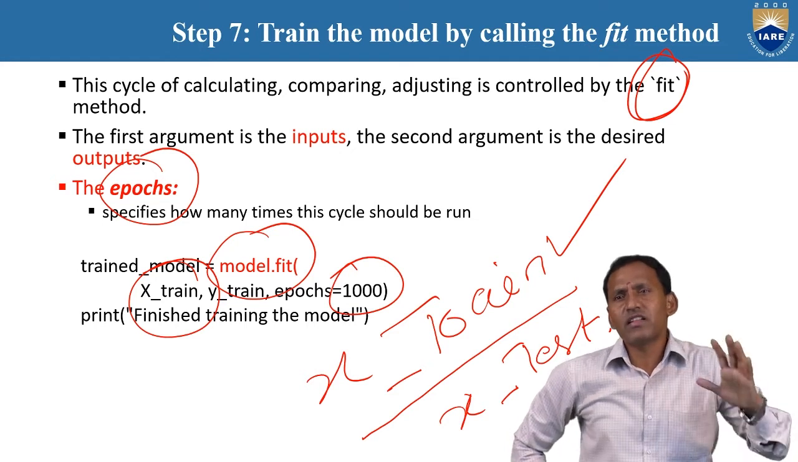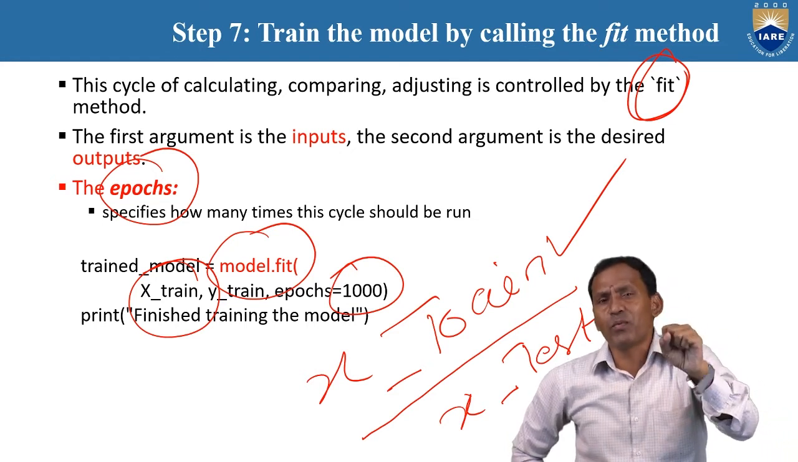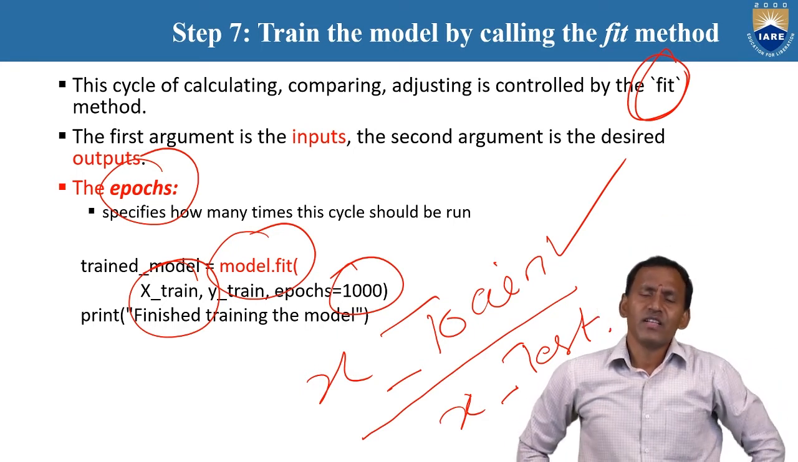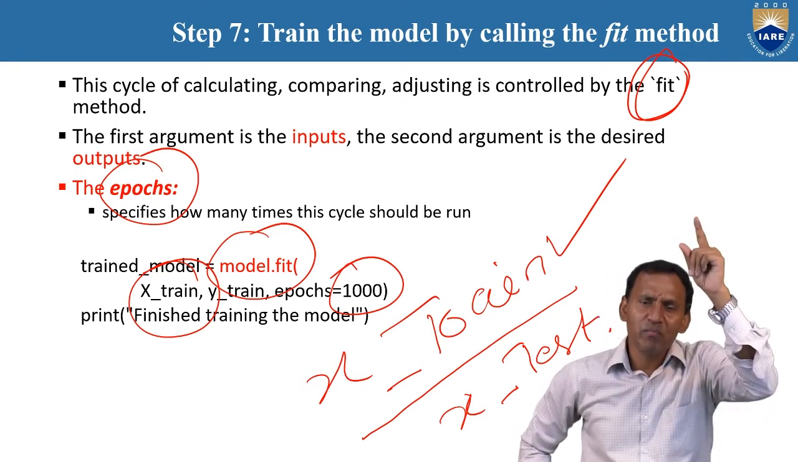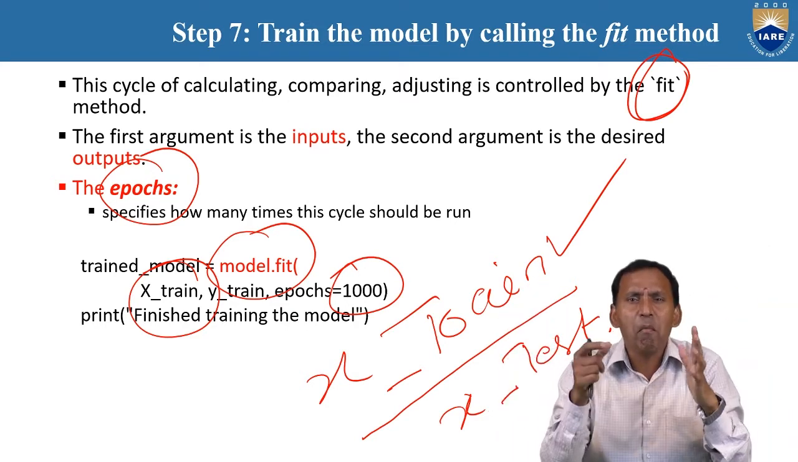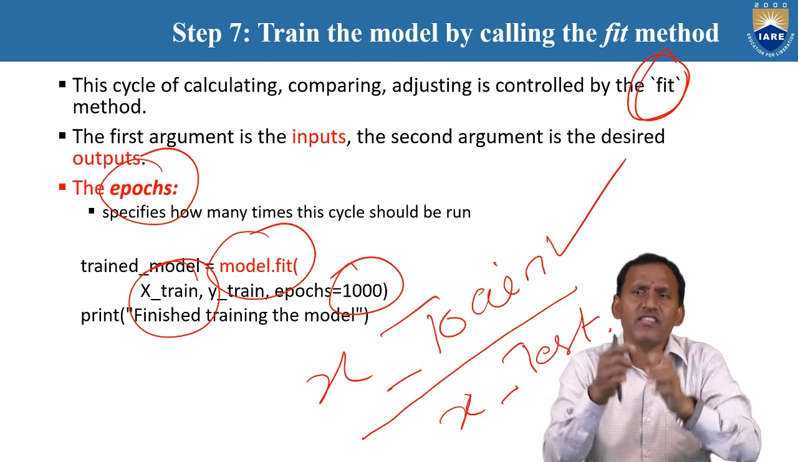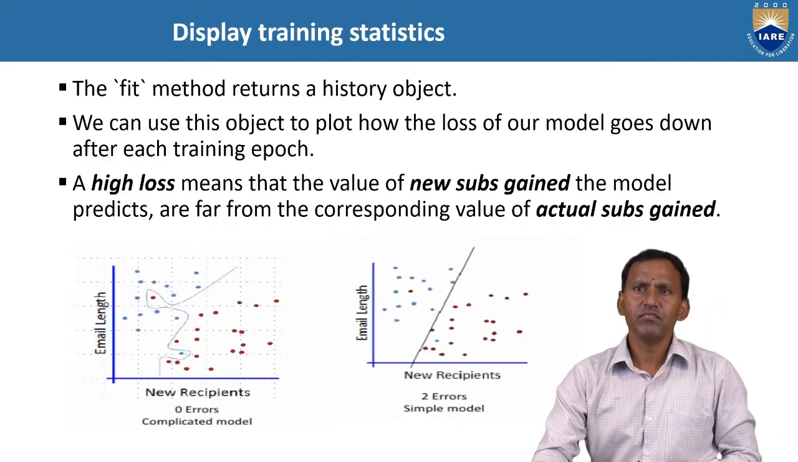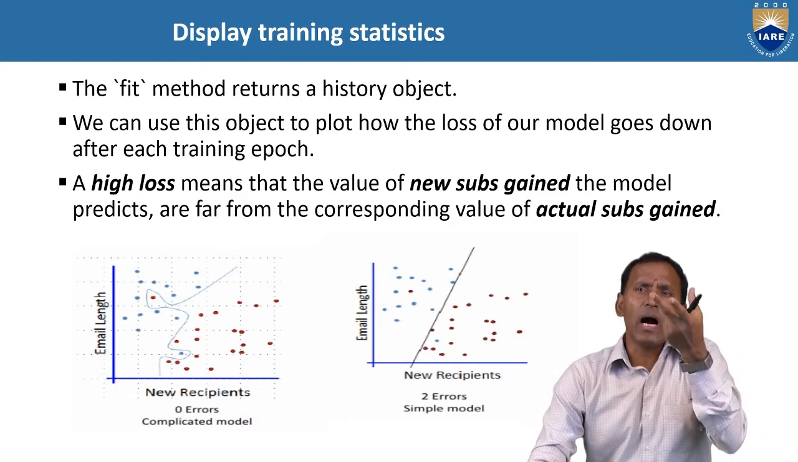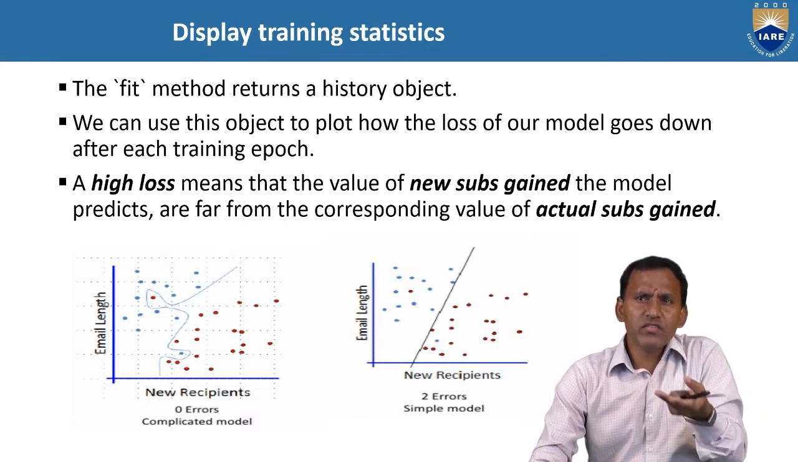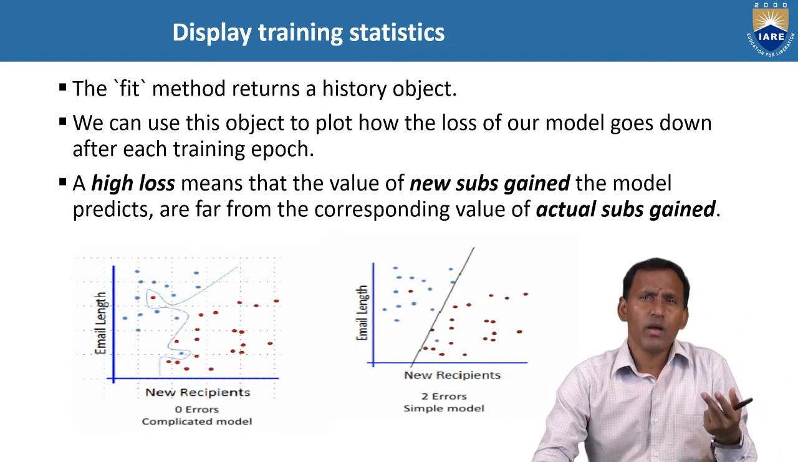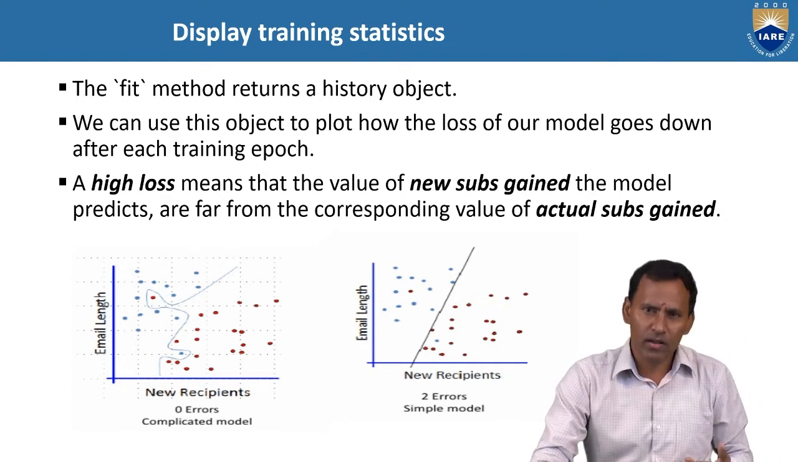Once we get the desired output after 1000 iterations, we have to stop the model. Stopping the model means we train the model. Right now, we have a model which has been trained. This fit method will give us the object, so we can use this object to plot how the loss of our model goes down after each training epoch.